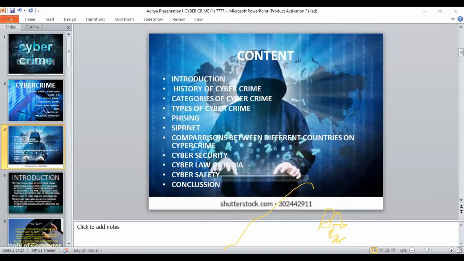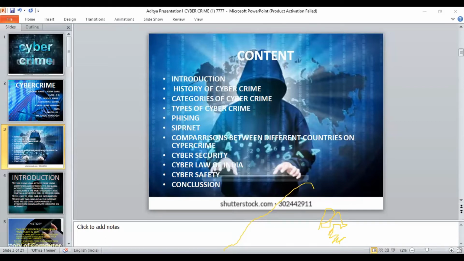Now I will tell you about SIPRNet. SIPRNet stands for Secret Internet Protocol Router Network. It is a system of interconnected computer networks used by the US Department of State and the US Department of Defense to transmit classified information by packet switching over a completely secure environment.